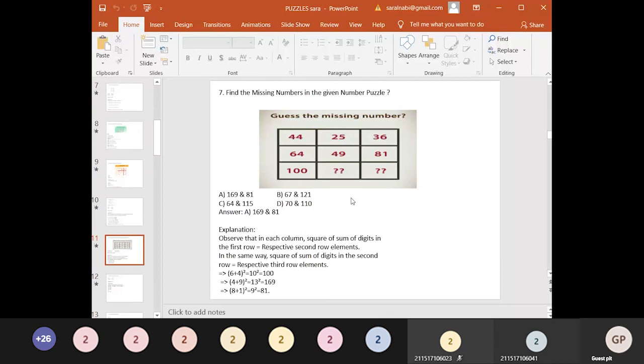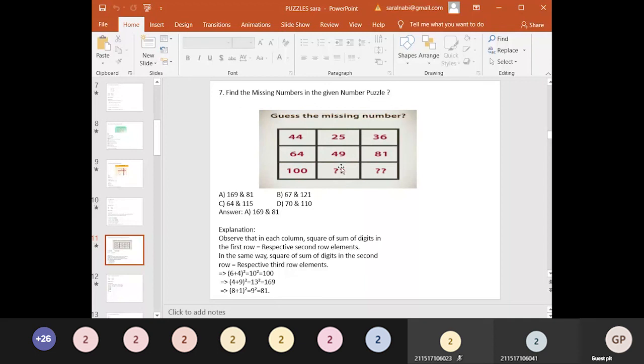Okay. And when you see this table, the next question, what can you learn? 44, 64, 100. So when you see this, I could find out 25, 49, what will come next? So it's very simple. 25 once I could see, immediately I started to think about 5 into 5, 25. 49, immediately I should think about 7 into 7, 49.